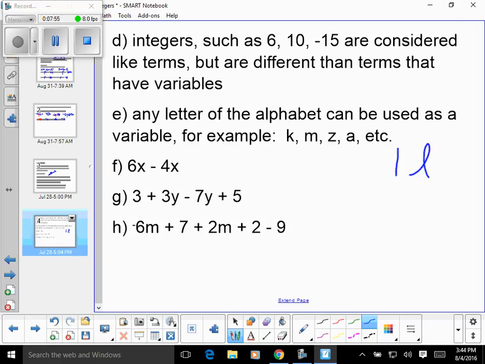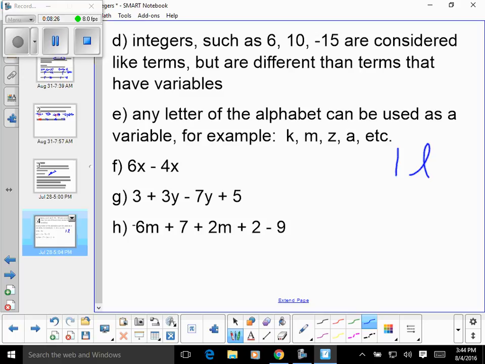We don't usually use capital letters for variables. Usually capital letters will stand for something like a capital A stands for area, or a capital P stands for perimeter. A capital L stands for liter. So we usually stay away from capitals. What we can do, and what we're going to do in F, G, and H, is we can simplify using these like terms.